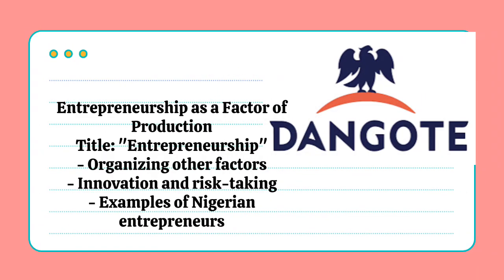What is the last factor of production that we have on board? That is entrepreneurship. What is entrepreneurship? Entrepreneurship is the ability to combine the other factors of production effectively, innovatively, and take risks. It involves innovation, creating new products or processes. Example, Jason Njoku founding Iroko TV, revolutionizing how Nollywood content is distributed. Risk-taking, investing resources with no guarantee of success.